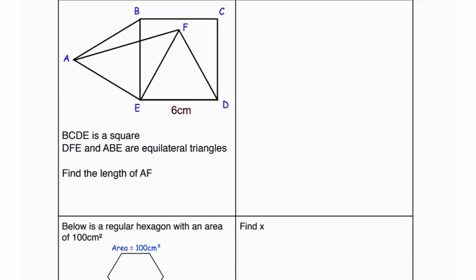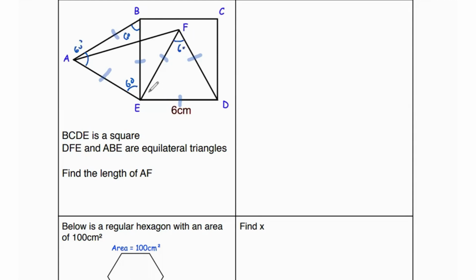Next question says BCDE is a square, DFE and ABE are equilateral triangles. So A, B, E are equilateral triangles. E, F, D are also equilateral triangles, which means these are all 60.